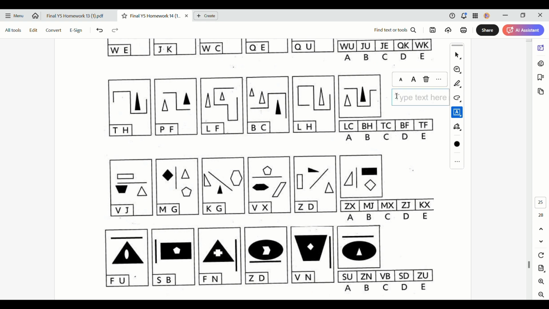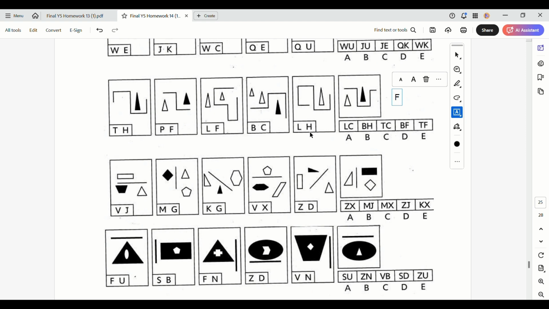Next question. We've got F and F. That seems to mean two triangles. Therefore, H means one triangle and C means three. So this is two. It's going to end in F. All right. Next letter. T, P, L, B, L.